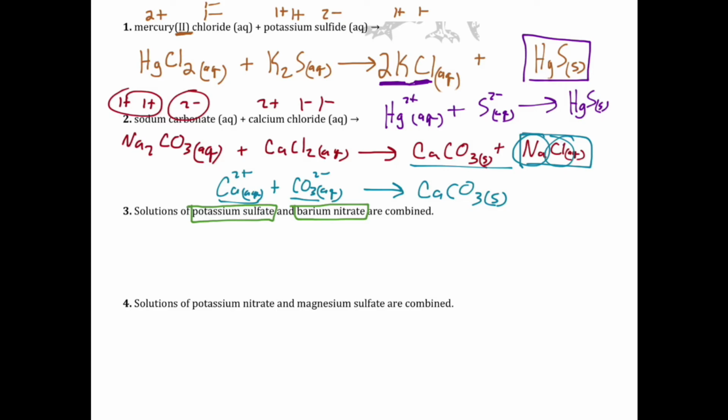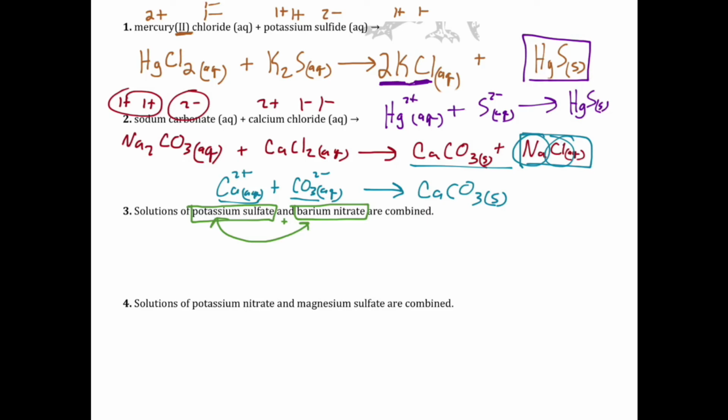Because these are reactants, they're added together and the metals trade places. So the barium and the potassium trade places to make a product. We're going to end up with barium sulfate, and we're going to end up with potassium nitrate, and those are going to be your products.